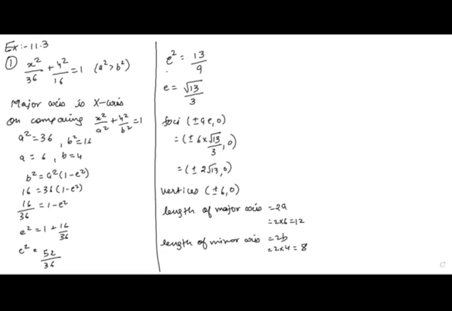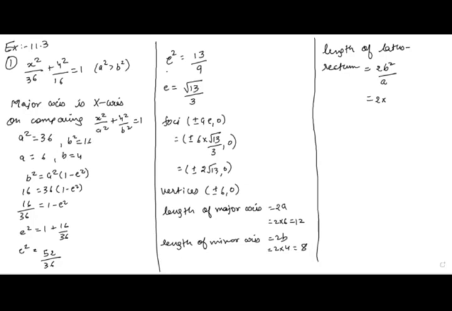eccentricity we got, and finally the length of latus rectum, which is 2b square by a. 4 upon a is 6, 2 ones are 2, 3s are, so it is 4 by 3.